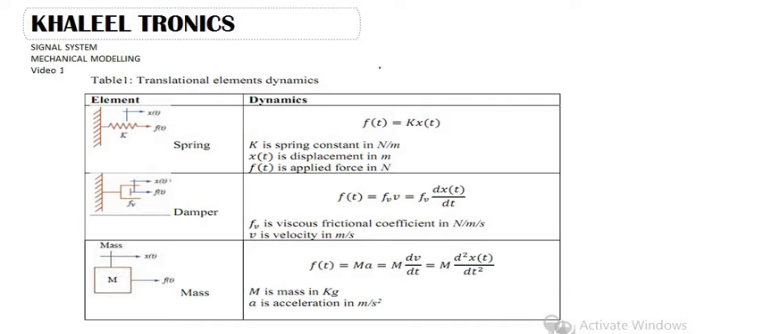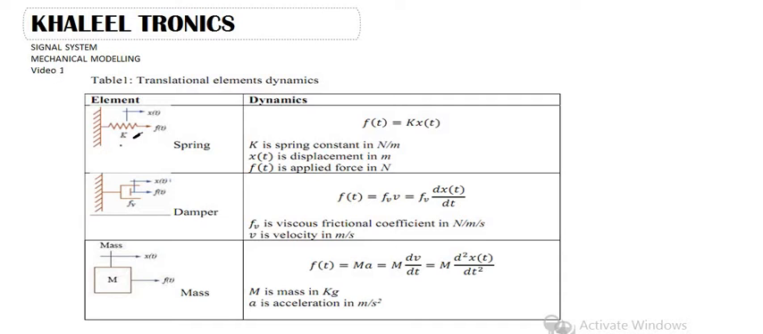So we are on another chapter on mechanical modeling. We are going to introduce a mechanical modeling element and its properties. According to the table, we have an element that is a spring.